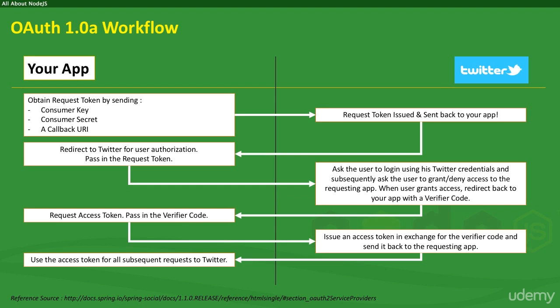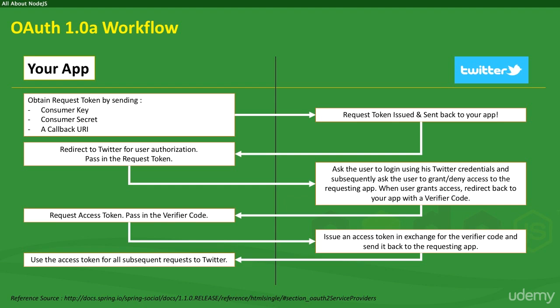If the user grants this access, then Twitter once again returns back to your app, and this time it sends along a verifier code. The verifier code essentially tells your app that the user has granted access. Your app then takes that verifier code and once again sends it to Twitter. At this point, Twitter understands that the user has granted access to the third-party app, and this time Twitter sends back an access token to your app.